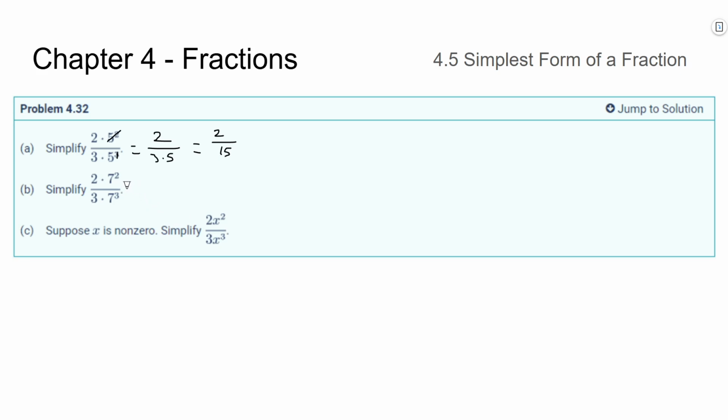All right, so same with this one right here. So those cancel out. This goes 7 to the 1. We have 2 over 3 times 7 equals 2 over 21. Nice and easy. All right, how about this one though? We can cancel out 2 of these x's. This would be x to the 1. So we'll have 2 over 3x. Can't simplify that anymore, so that's our answer.